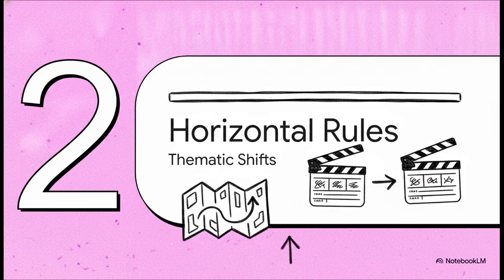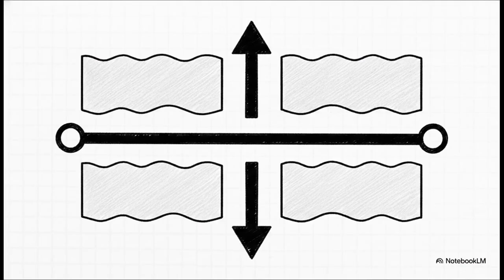Moving on to Section 2, Thematic Shifts with Horizontal Rules. You know, sometimes you just need a complete shift in the narrative. Think of it like a scene change in a movie or a major shift in a topic. And that brings us to the HR tag, which has some really unique behaviors. First off, it represents a semantic thematic break.